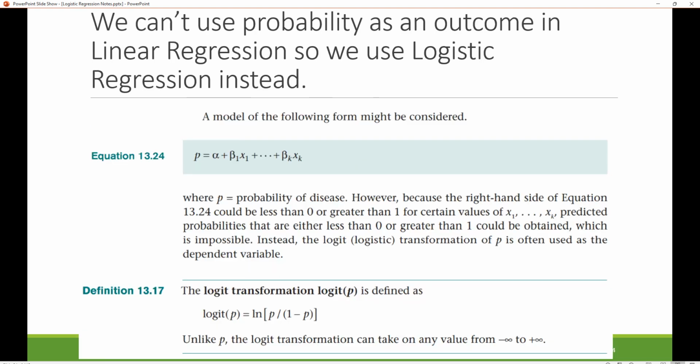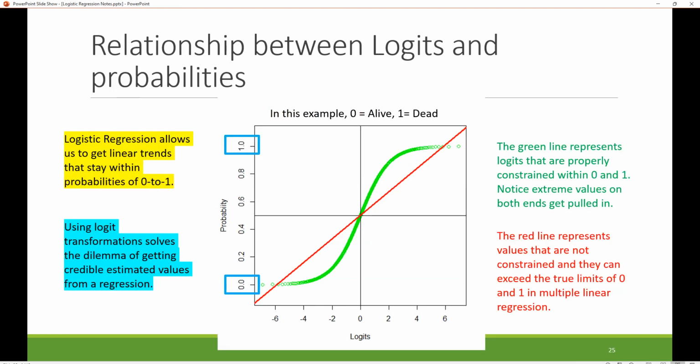We can't use probability as an outcome in linear regression, so we use logistic regression instead. A model of the following form might be considered. So we might think about using that 0-1 outcome in a multiple linear regression, but we have issues with that, and so instead we need a logit transformation defined as this. So this is that left-hand side of the formula. And here's what we mean when we say that there's a relationship between logits and probabilities.